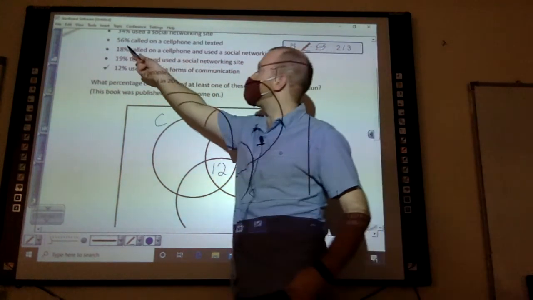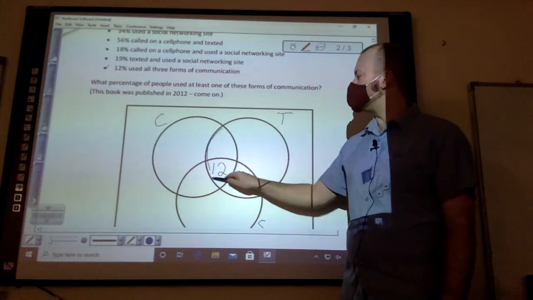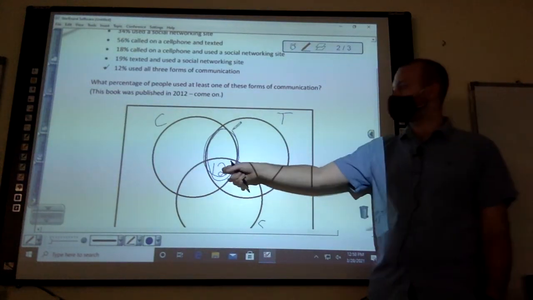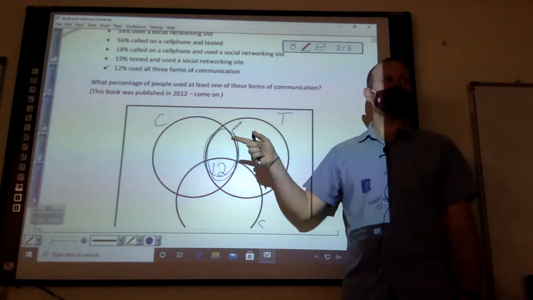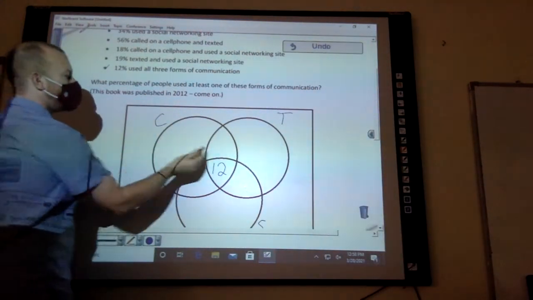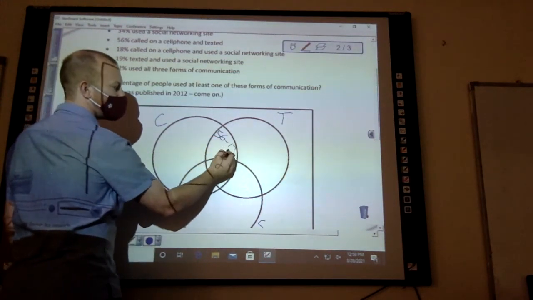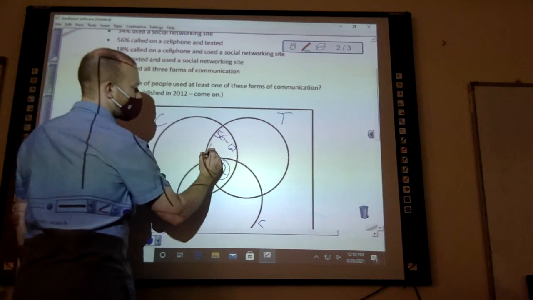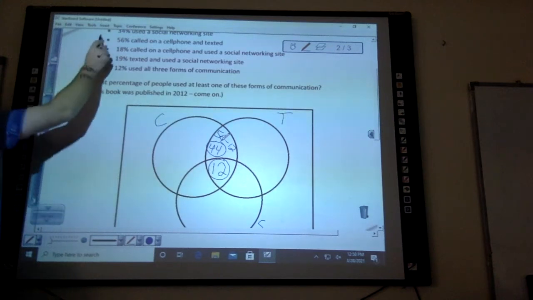So 56 called on the cell phone and texted. So that means in cell phone and texting, so in these two, it needs to be 56. I know this is 12, so what's left over? 56? Yeah, so this section here is just the 56 minus 12. So we've got 12 is this section, and we've got, like you said, 44 is in this section. So we've used this.